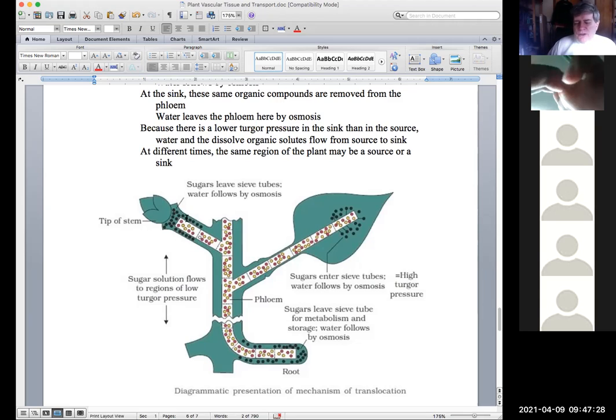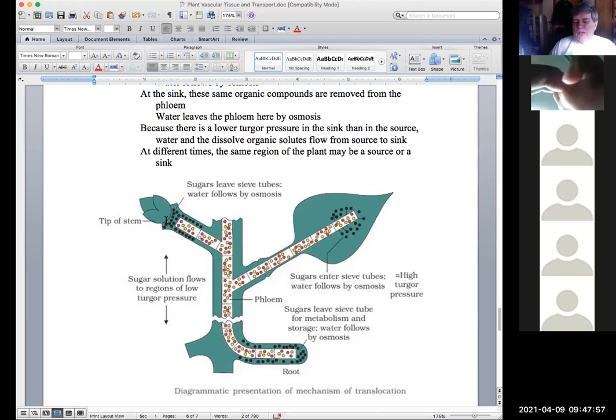When the sucrose is removed from the phloem, again, that decreases the concentration of water in the plant cells around the phloem. So since that decreases the concentration of water, water moves out of the phloem by osmosis. So notice, sugar is being moved into the phloem by active transport at the source.